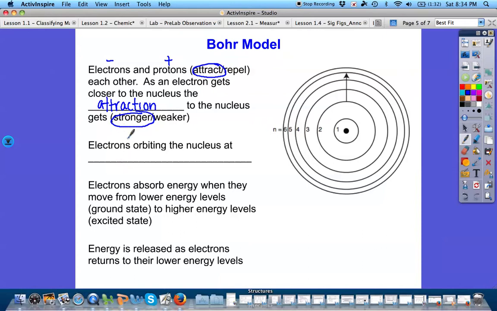Electrons orbiting the nucleus at fixed orbitals. That's how Bohr had his model set up.